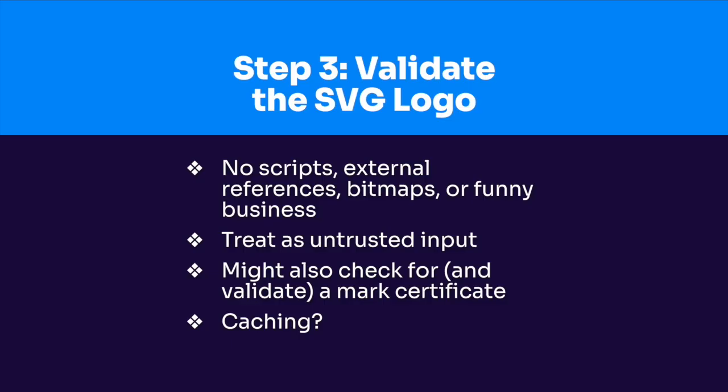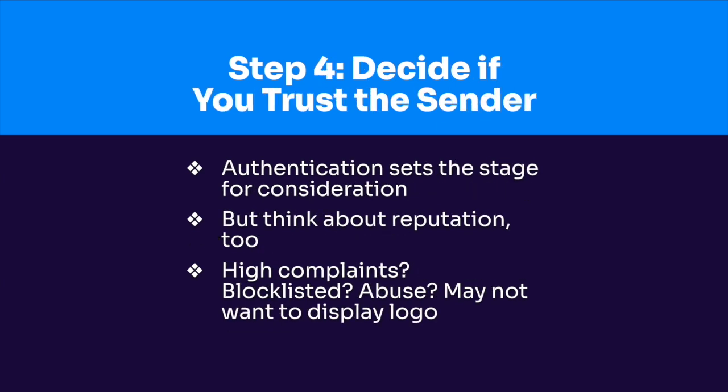And finally, step four, decide whether you trust the sender enough to display the logo. Just because a domain passes authentication and publishes a valid BIMI record doesn't mean you have to display the logo. Mailbox providers make trust decisions all the time. If a sender has a poor reputation, generates excessive complaints, lands on block lists, or otherwise looks abusive, you may decide not to show the logo.